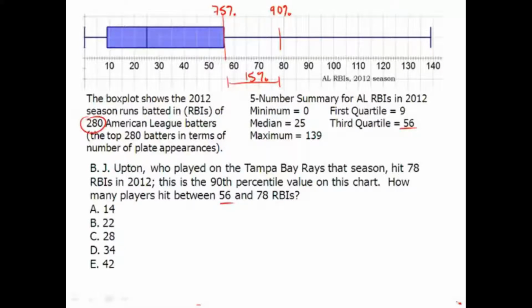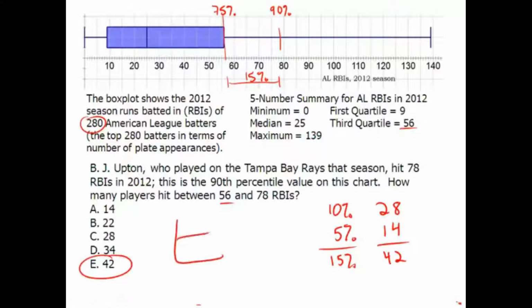Well, we have 280 players. We know that 10% of that would have to be 28 players. 5%, half of that, would have to be 14 players. So if we add those, 15% would have to be 42 players. Answer choice E.